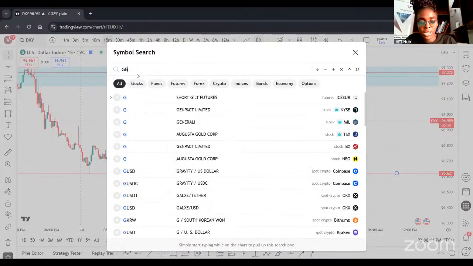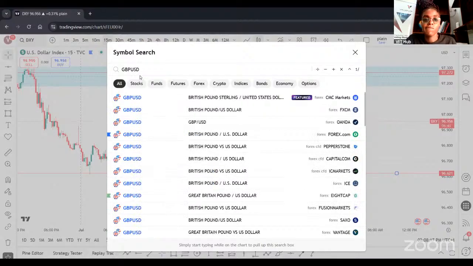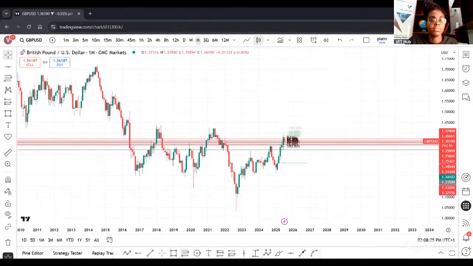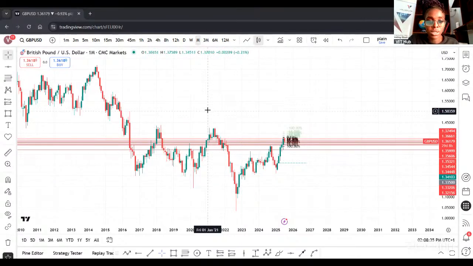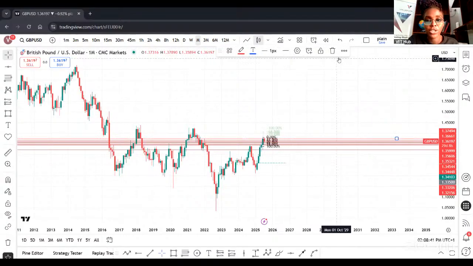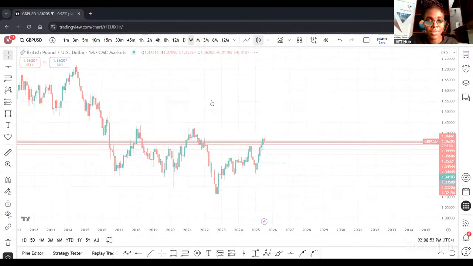Down to GBP USD. In the monthly time frame for GBP USD, overall, we're seeing a bearish direction. And then we've seen price taking out this very high at 1.34300. And down to the weekly time frame.